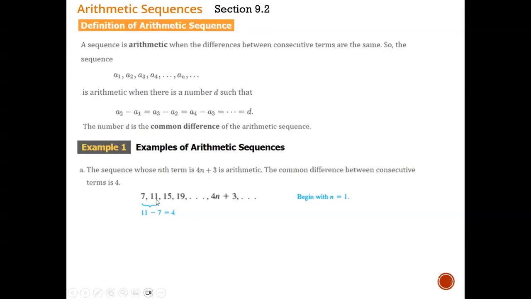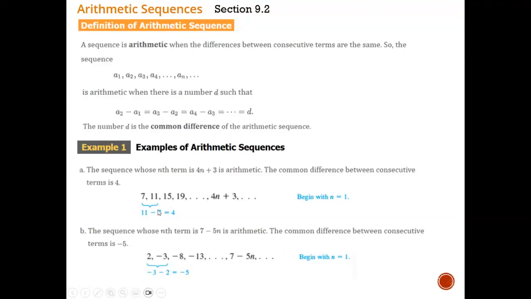If we subtract a term minus the previous term, we should get the same number every time. So right here we did 11 minus 7, which is 4. If we do 15 minus 11, we should also get 4, and we do. 19 minus 15, get 4, and so that's the pattern there. That works. What about this one?